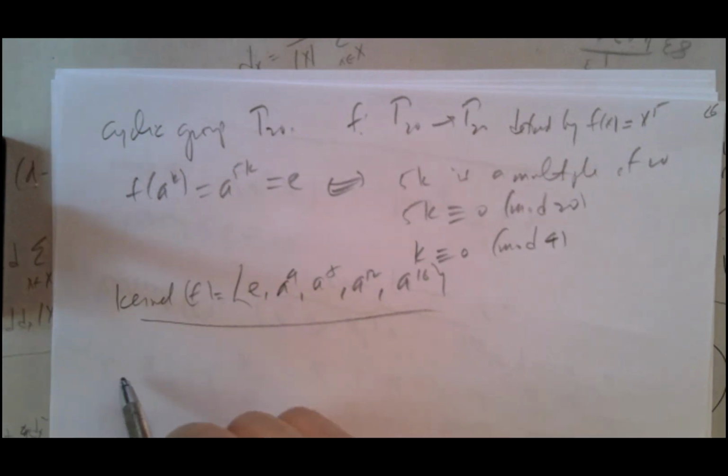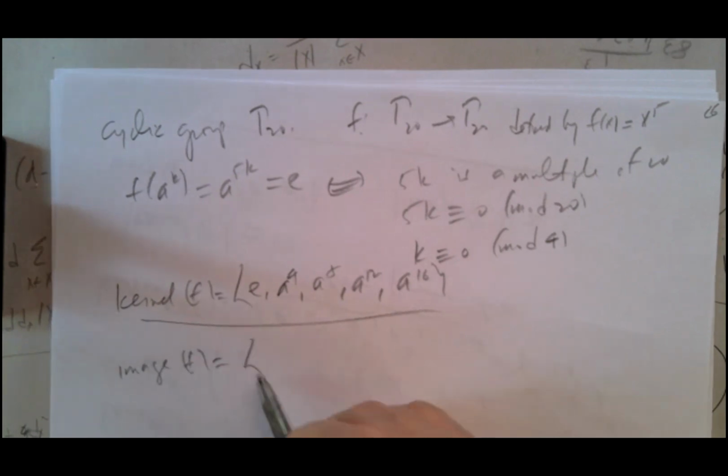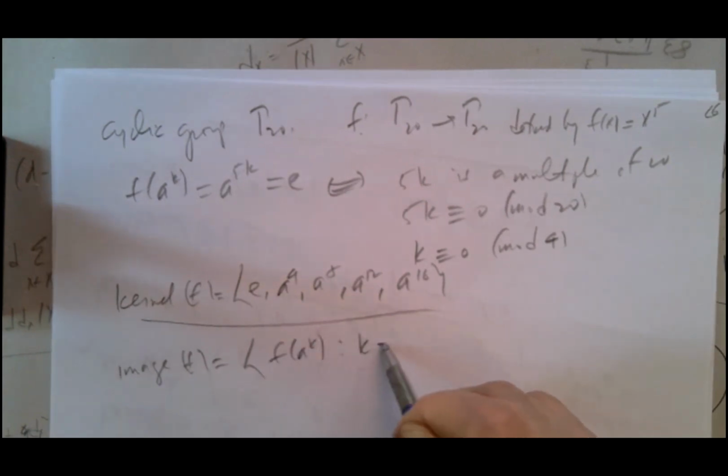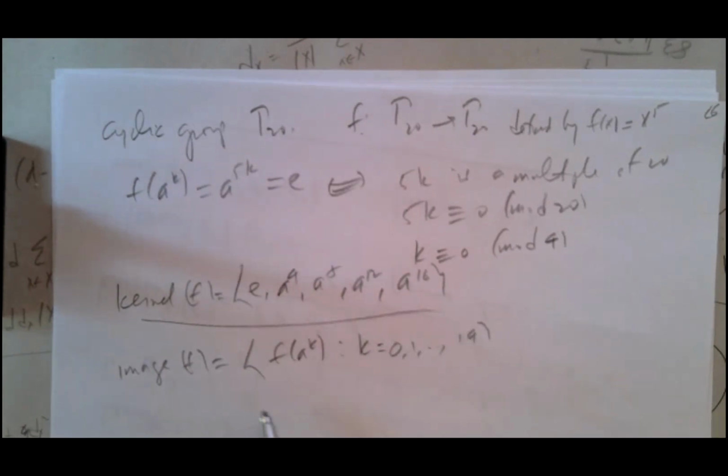What is the image of F? This is the set of all things of the form f of a to the k, where you look at all possible exponents. That means everything of the form a to the 5k.